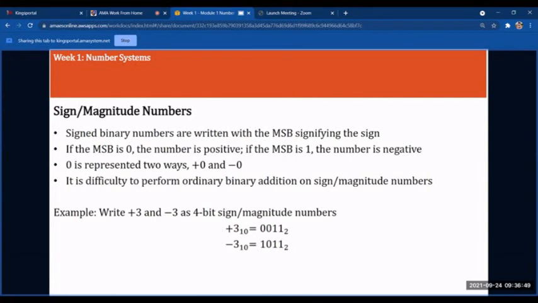So we have positive 3 base 10, which is equal to 0011 base 2, and negative 3 base 10, which is equal to 1011. Okay, so the sign and magnitude numbers differ highly, which does not mean that the positive or negative sign produces the same output.